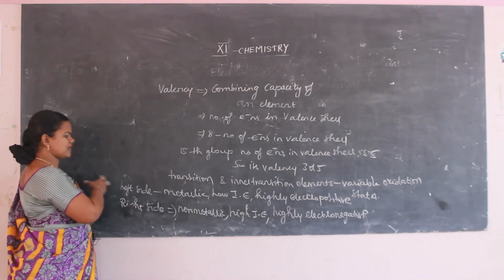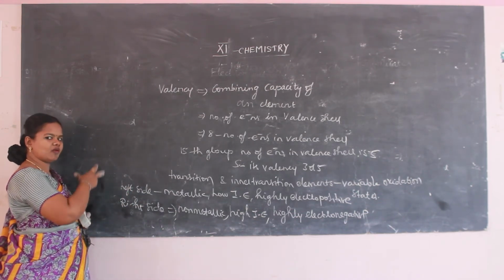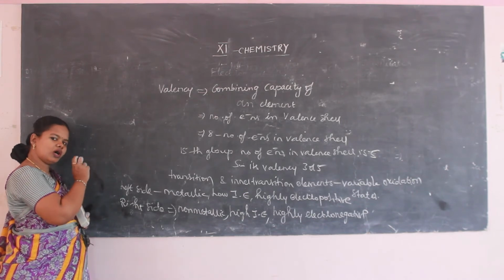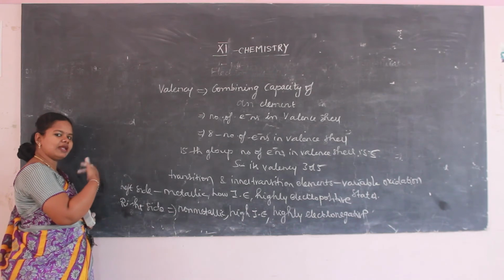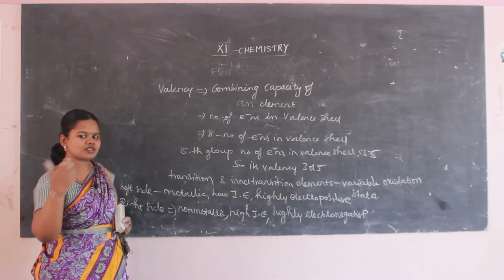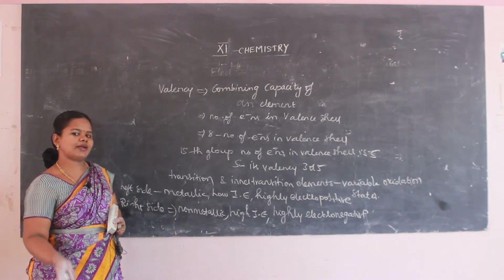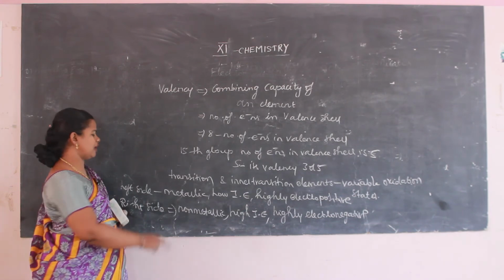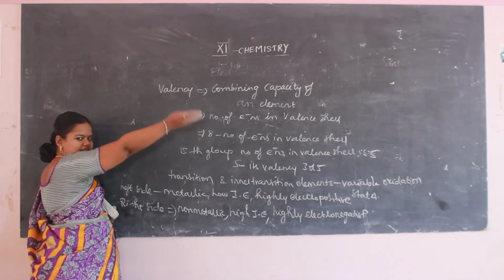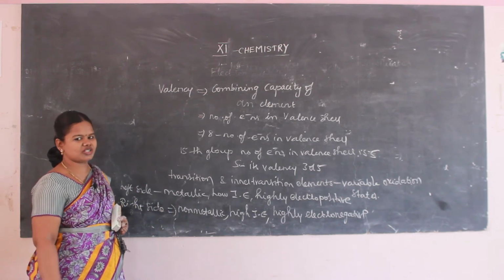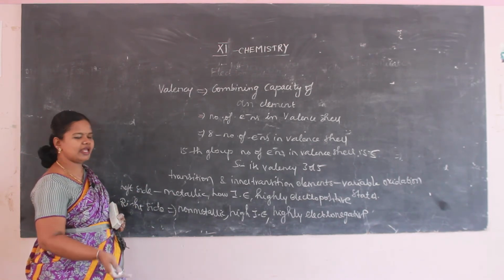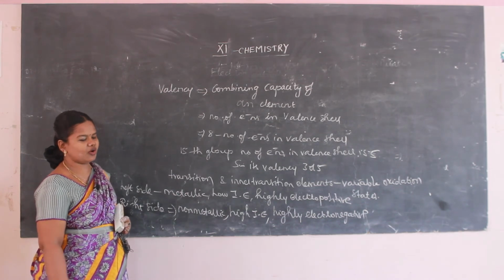Then on the left side of the periodic table, they have low ionization energy. If they have low ionization energy, they are highly electropositive. They give up electrons easily and show electropositive behavior, so they are metallic. On the right side it is just the opposite: they have high ionization energy, so they are highly electronegative.